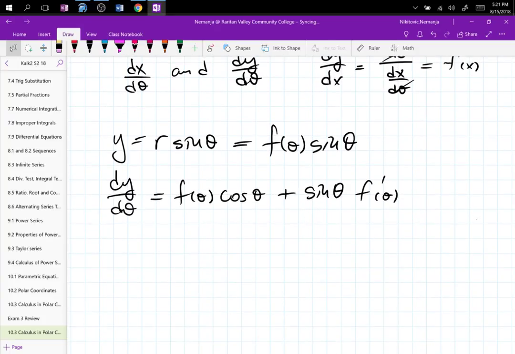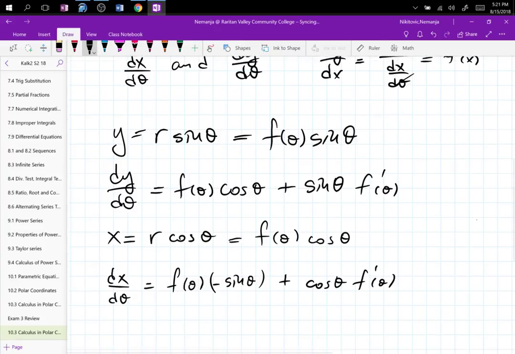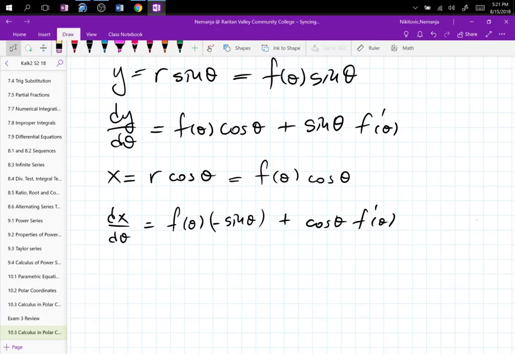So that's that part. Now I have x equals r cosine theta, which is equal to f of theta cosine theta. And to find dx d theta, I do the product rule there. So copy the first, which is f of theta, times the derivative of the cosine, that's a negative sine theta, plus copy cosine theta, and then f prime of theta. To put these together, I'm going to list the f prime terms first, because the one in the denominator has a minus, so I just don't want to put the minus first.